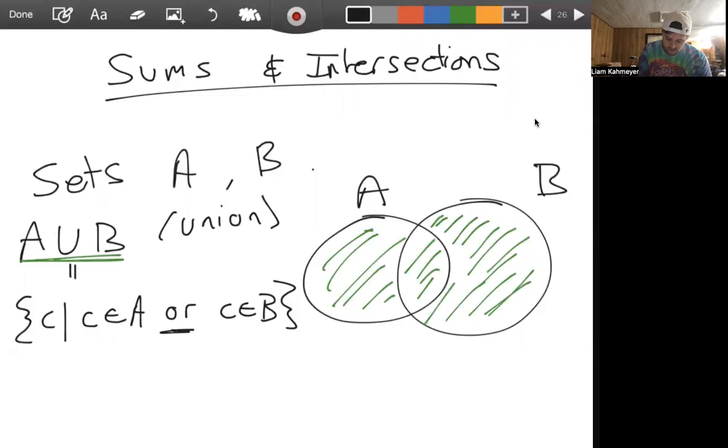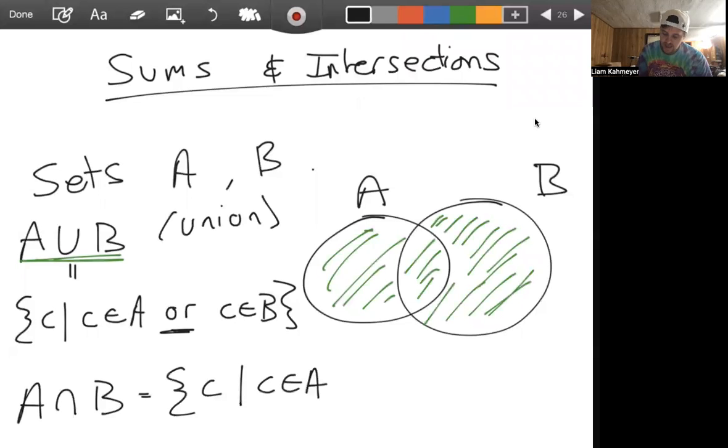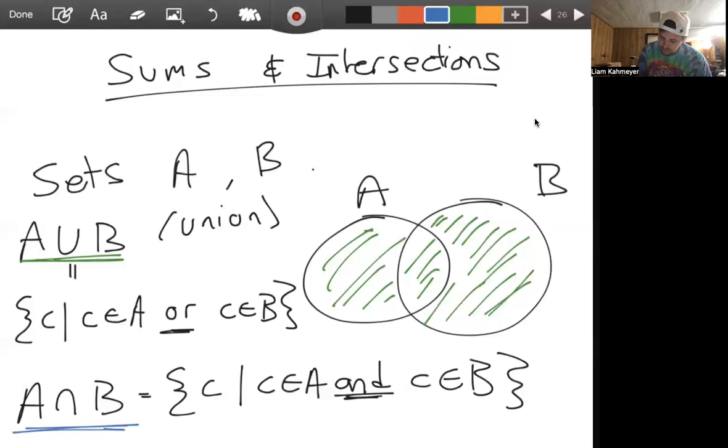What is the intersection? A intersect B. This is point C such that C is in A and C is in B. What are those, right? Those points are the overlap. You think about the intersection as being the overlap, right? So, in fact, you have the intersection as a subset of the union here.